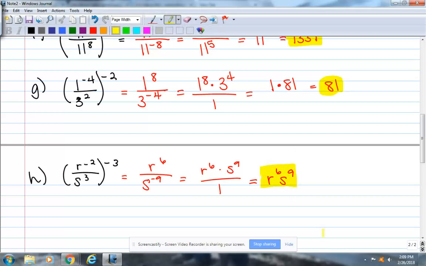You can put the dot there if you want to, or you can leave it just squished together, and it means the same thing. But that's all we can do because we had totally different bases. Now, if these were both S's or both R's, we would add them together. But since they're different bases, we leave them alone.